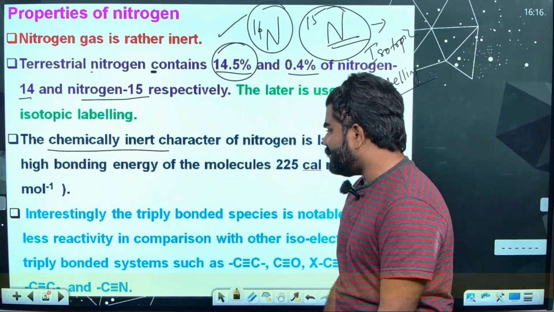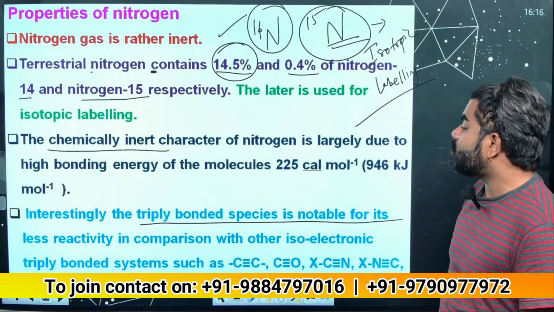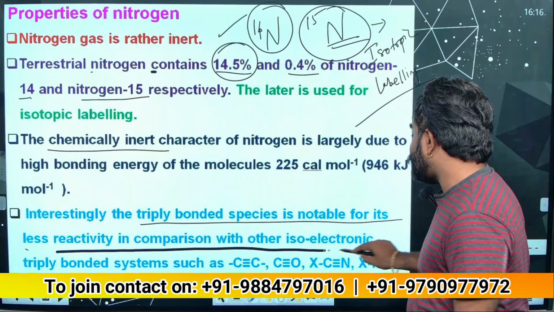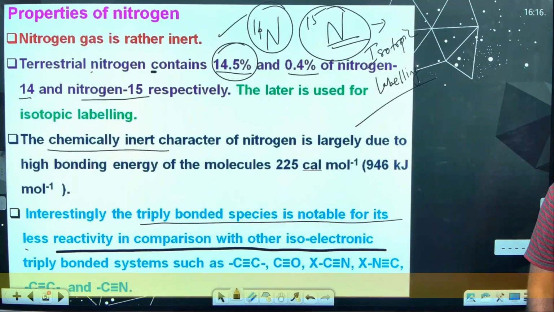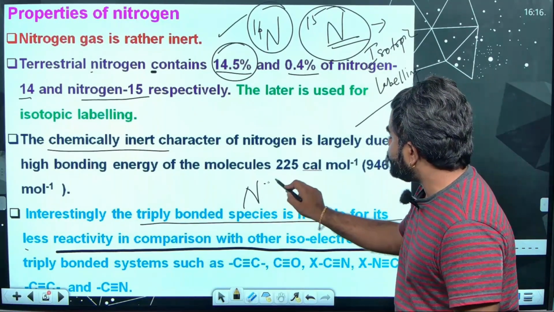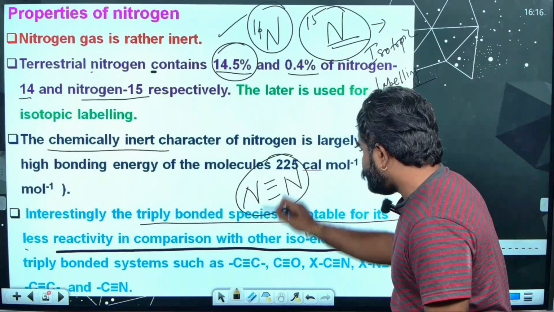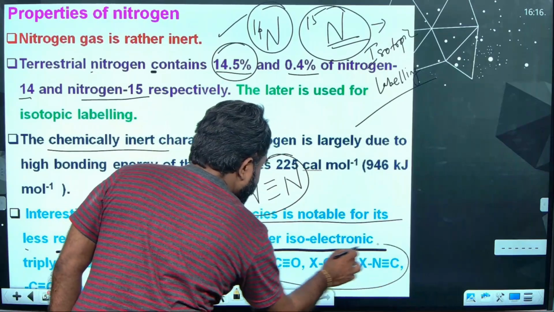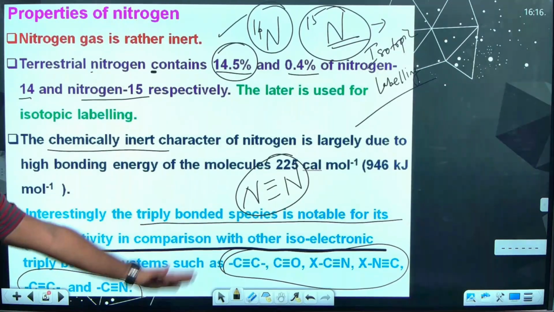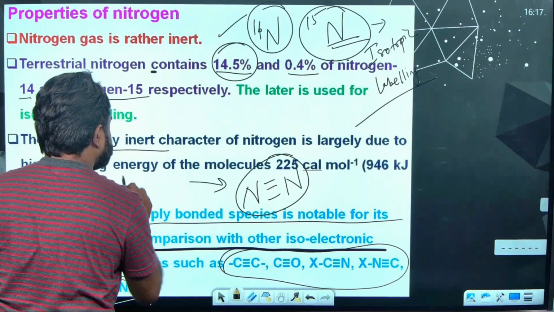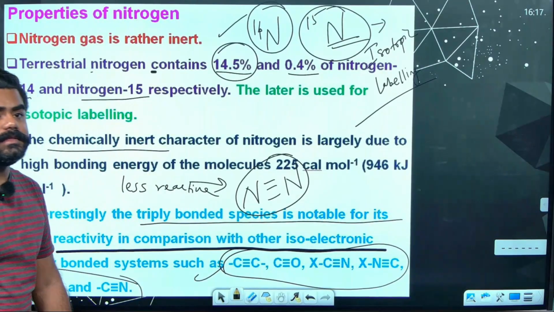Okay, then this is a very important point. You know, interestingly, the triply bonded species is notable for its less reactivity in comparison with other isoelectronic triply bonded systems. அப்படின்னா என்னன்னா, நம்ம நைட்ரஜன் மாலிக்யூல் எடுத்தீங்கன்னா இட்ஸ் அ ட்ரிபிள் பாண்டட் சிஸ்டம், N≡N. இதையும் மற்ற ட்ரிபிள் பாண்டட் சிஸ்டம்ஸ் இங்கே பாருங்க, ஆல்கைன்ஸ் ரைட் அண்ட் சயனைட்ஸ் இதெல்லாம் இருக்கு இல்லையா. ஸோ மற்ற ட்ரிபிள் பாண்டோட இதை கம்பேர் பண்ணி பார்த்தா திஸ் இஸ் லெஸ் ரியாக்டிவ் அன்லைக் த அதர் ட்ரிபிள் பாண்டட் சிஸ்டம்ஸ்.